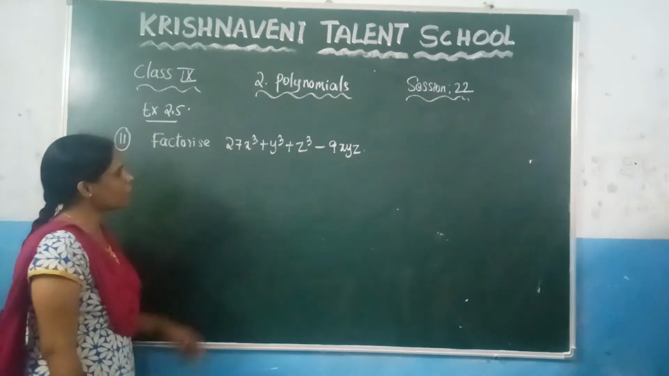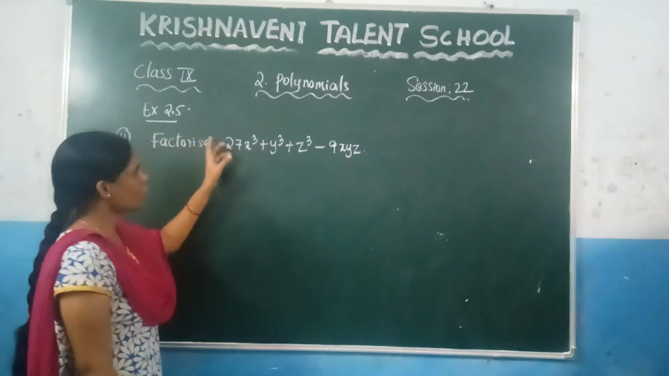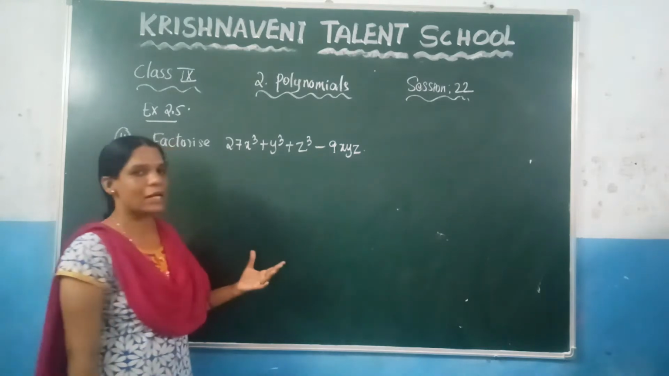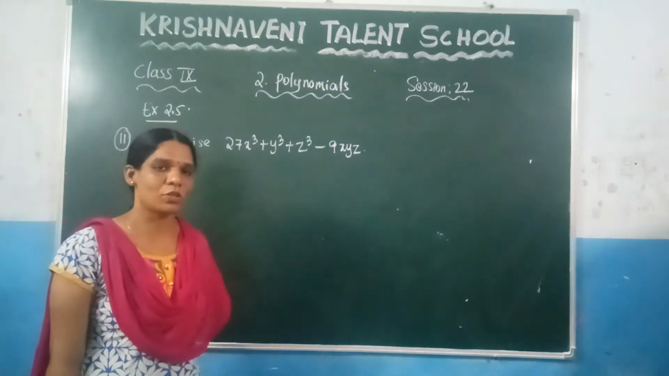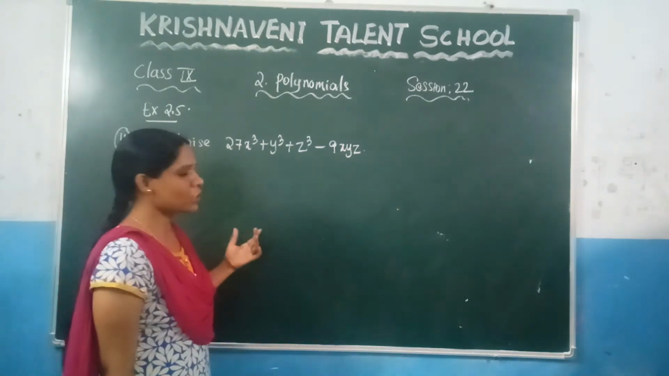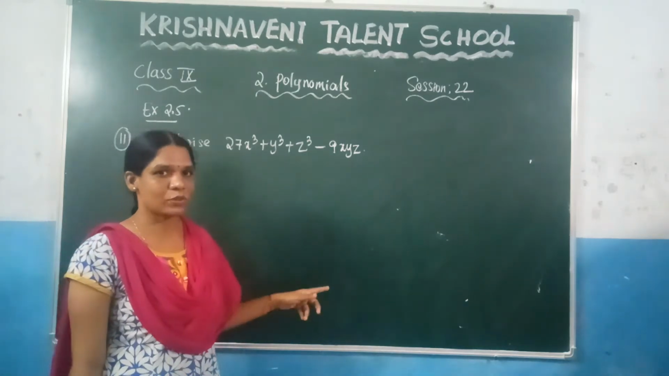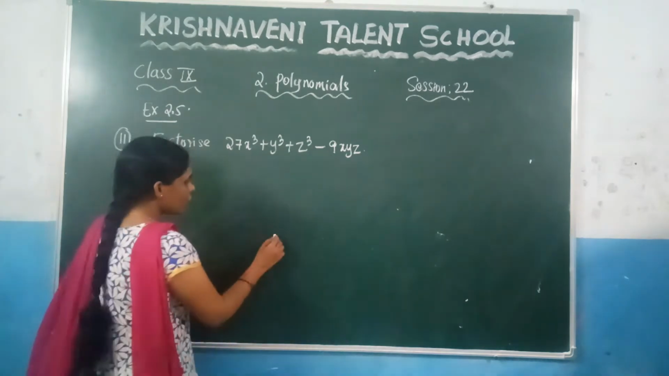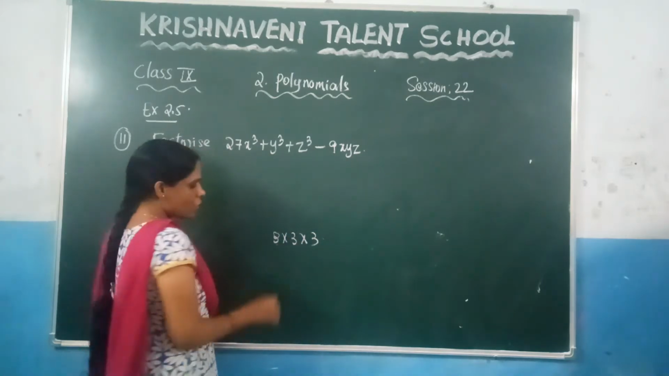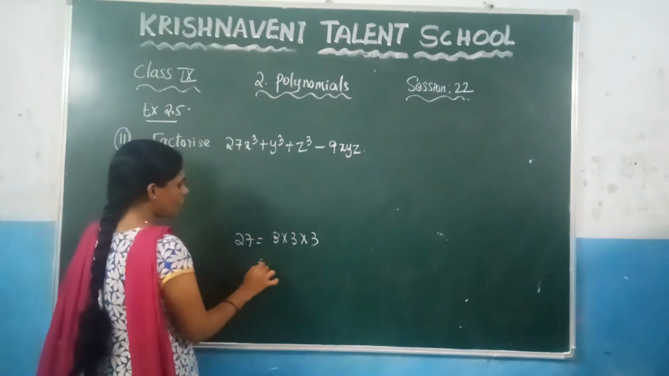So here you can observe that y cube and z cube are there. There is no need to change. So this one you need to change in the form of a whole cube. Here, this 27, which number do you need to multiply 3 times such that you will get 27? You need to check, right? You know that 1 into 1 into 1 gives you 1, and similarly 2 into 2 into 2 gives you 8. And if you see here, 3 into 3 is 9, 9 into 3 is 27, right? If you multiply 3 times, what do you get? 3 into 3 is 9 and 9 into 3 is 27. So here you can write 27 as 3 into 3 into 3. So this is nothing but 3 cube.